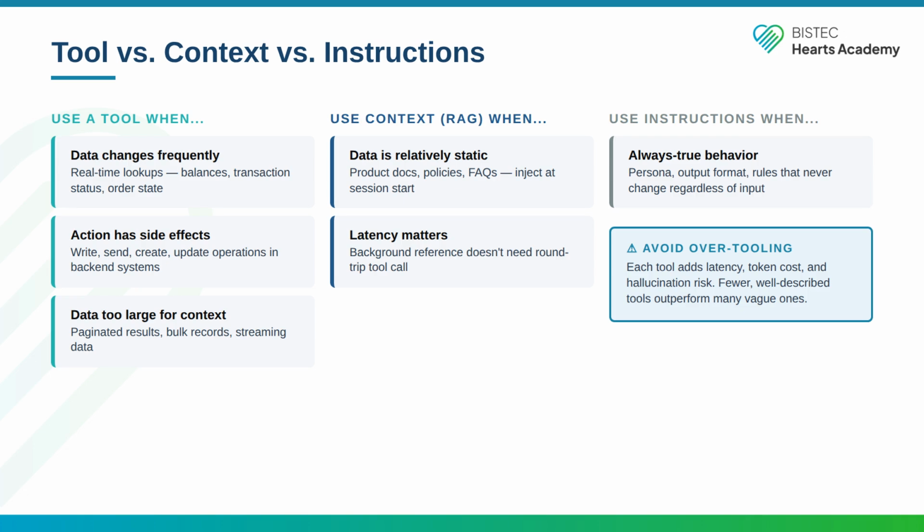There's an important anti-pattern to avoid: overtooling. Every tool adds token overhead for its description, latency for potential invocation, and a probability of hallucinated calls. If your agent has 30 tools, Claude is choosing from 30 options every time. Fewer, well-described tools almost always outperform many vague ones.